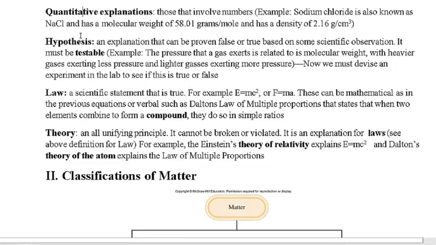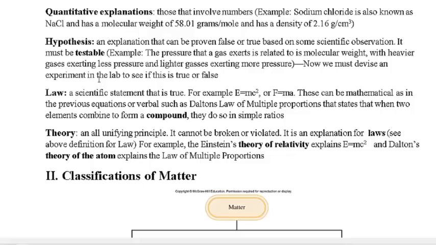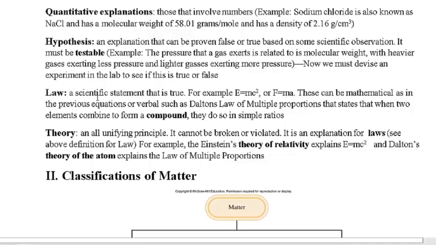The idea of a hypothesis is that it's testable. It can also be false. So once it's false, then we have to take our observations, we have to take our statements and revise it. Law: a scientific statement that is true. So examples of laws include E equals mc squared, that equation. Force is equal to mass times acceleration. Those are mathematical laws. Some laws can be more verbal.